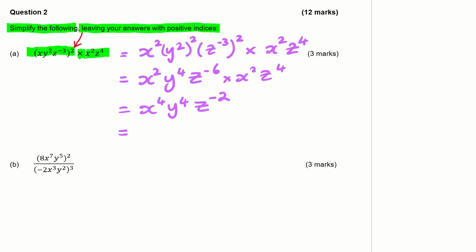We've got to express it without the negative index. So we have x⁴ y⁴, and the z to the negative 2 I'm going to put as z² on the bottom.